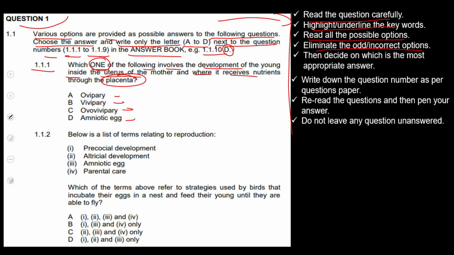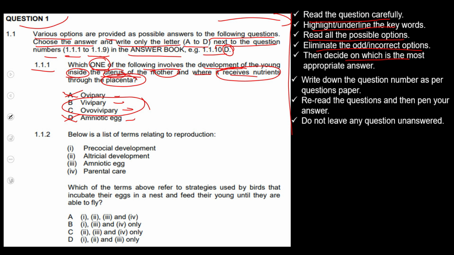Eliminate the odd or incorrect options. So again, I'd like to read the question again so that I'm not distracted. Which one of the following involves the development of the young inside the uterus of the mother, where it receives nutrients through the placenta? So guys, I know that I've got to eliminate. So inside the uterus of the mother means that it's not oviparous. It's definitely not the amniotic egg. Now we've got two options that are clearly possibly correct.